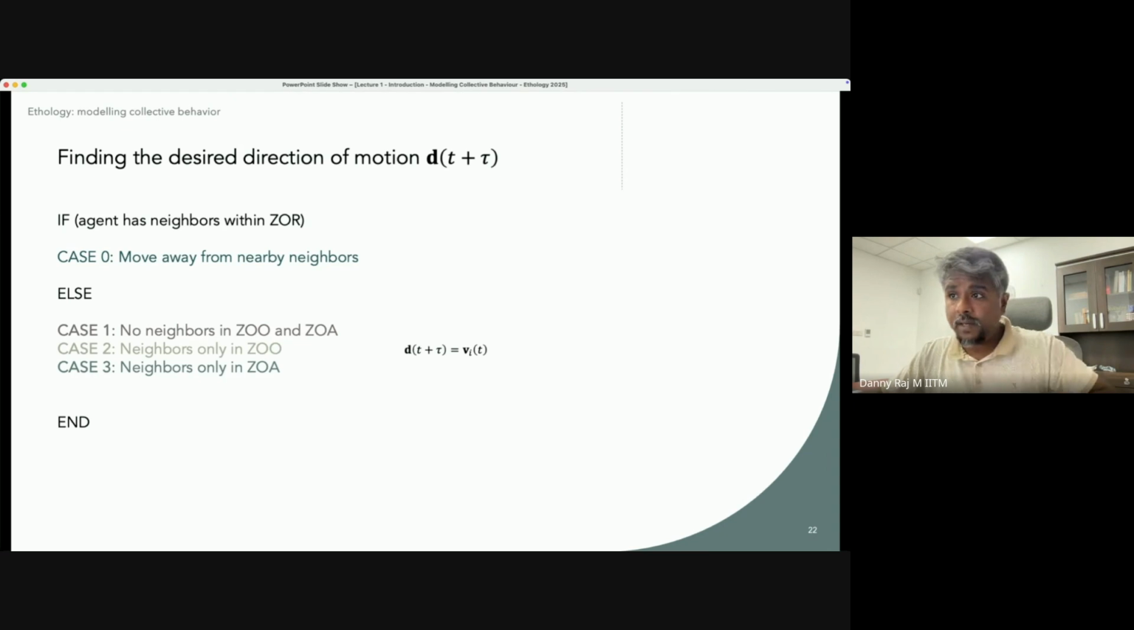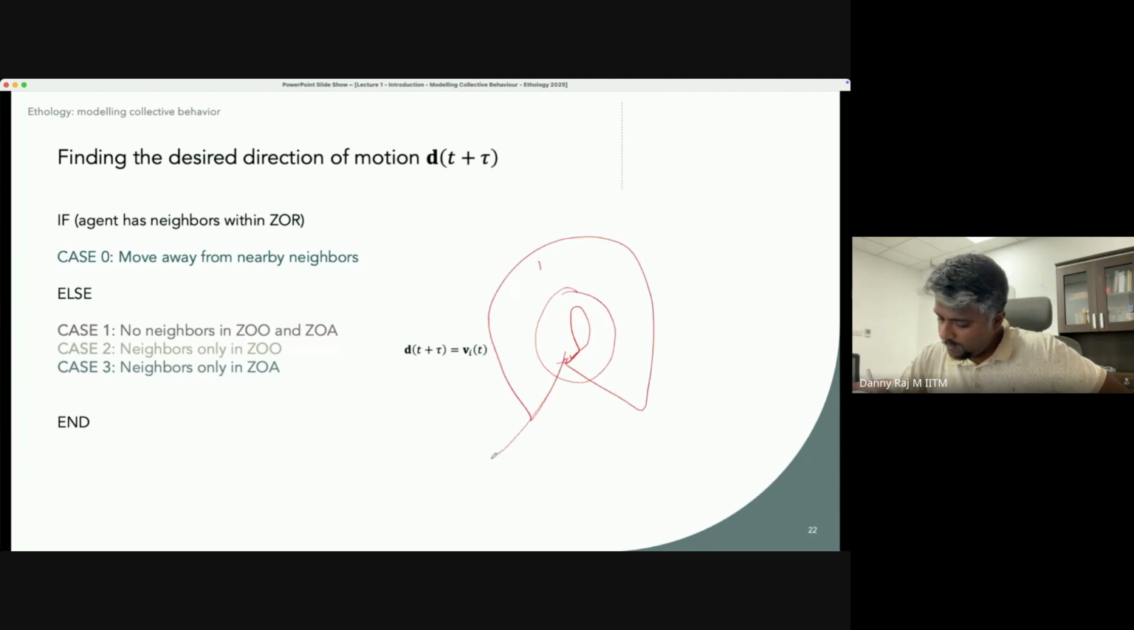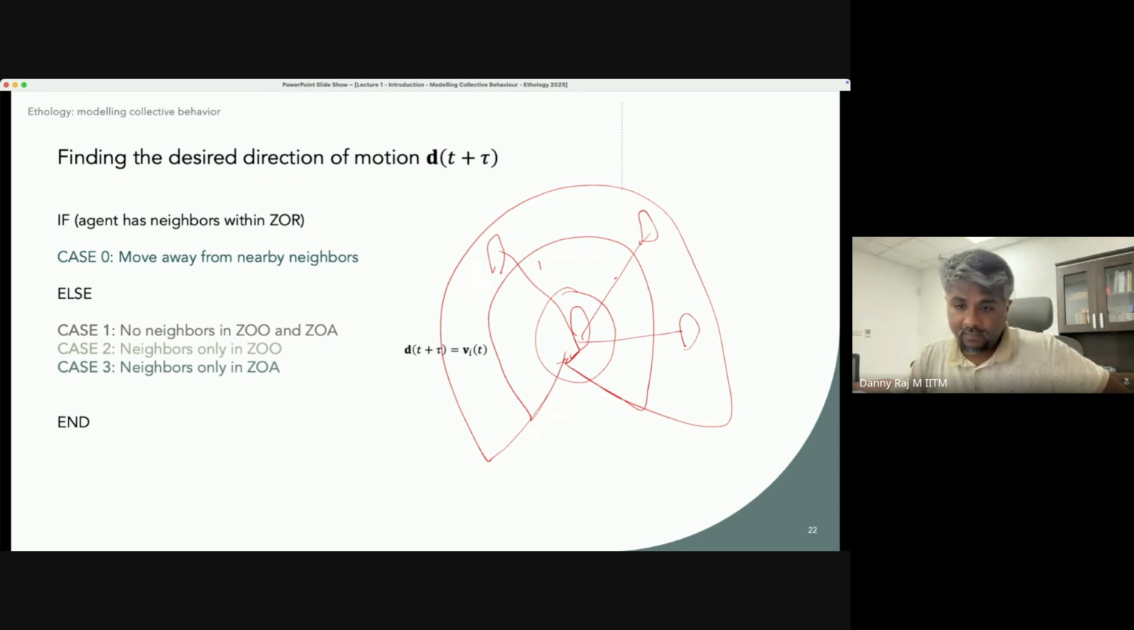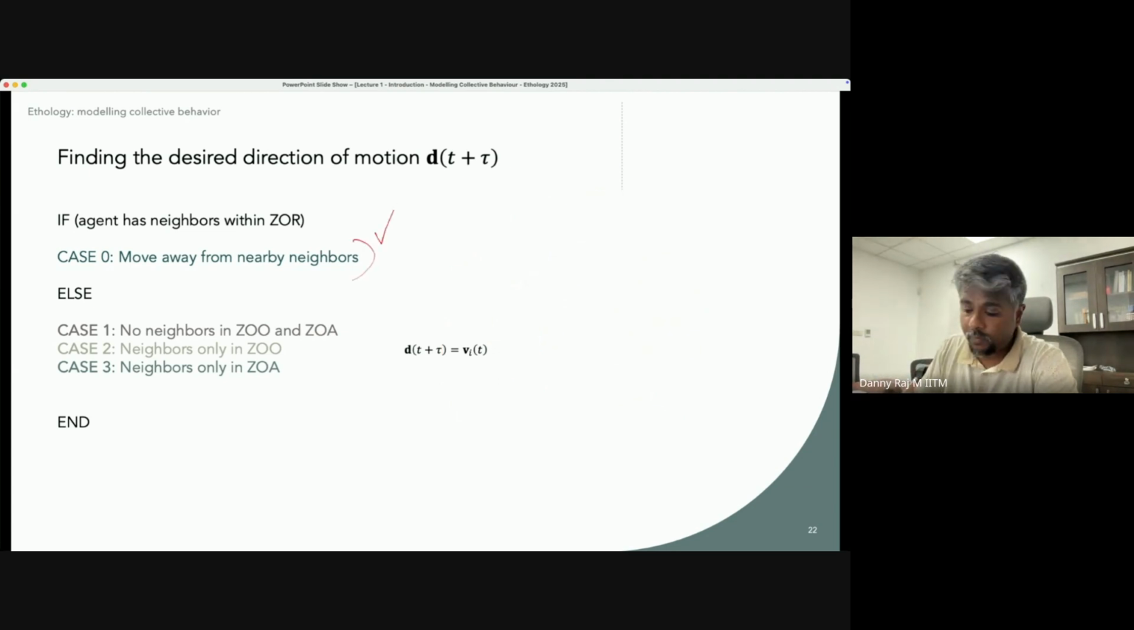Then comes neighbors that are only in the zone of attraction. Okay, the very similar thing. So there's this guy, no one here, but there are guys here. It's a very less dense system. So what does it do? It gets attracted to all of them. So maybe the centroid here. So it takes a very interesting form, very similar to this, but opposite in sign. It has the Rij overall G, but a positive sign because it moves towards them.